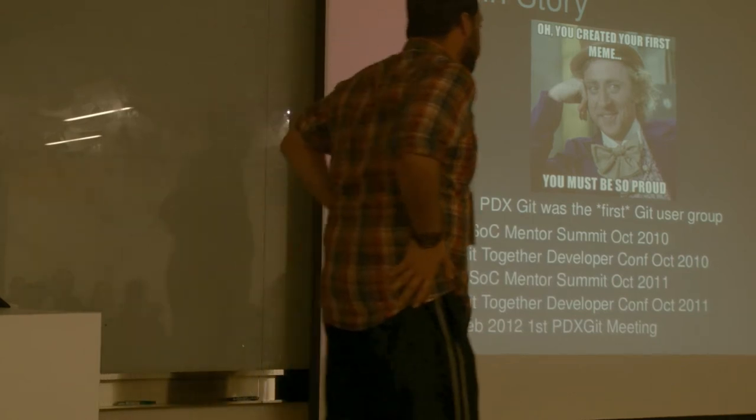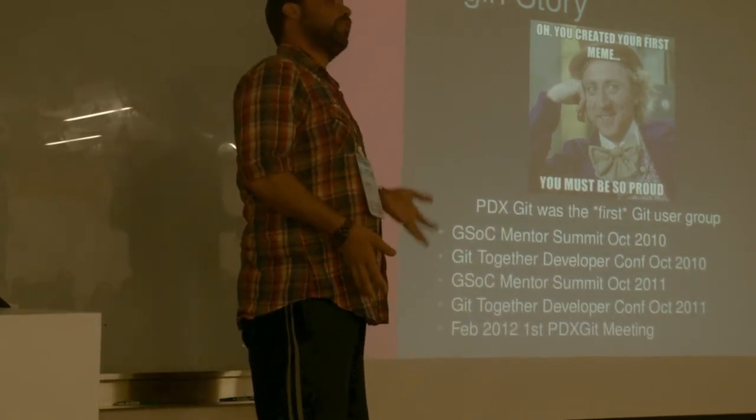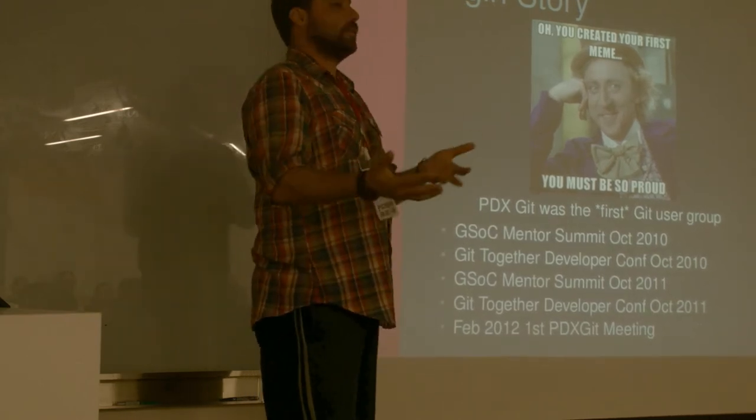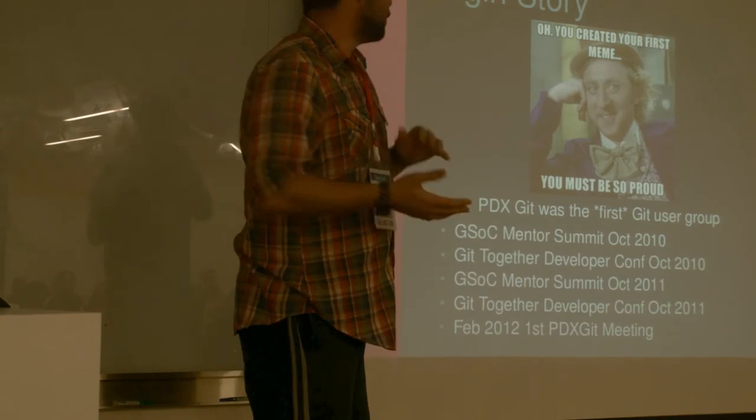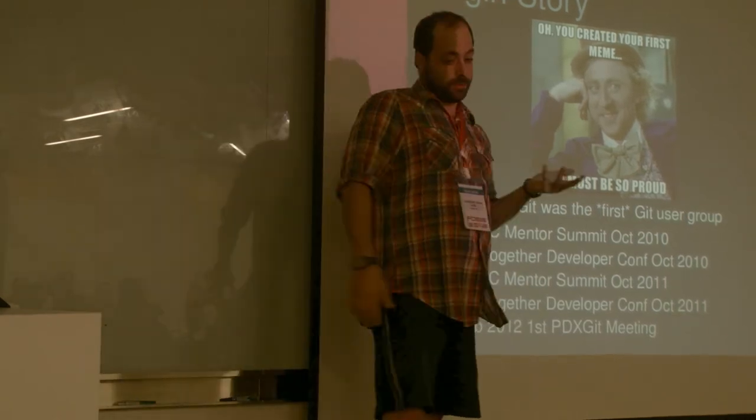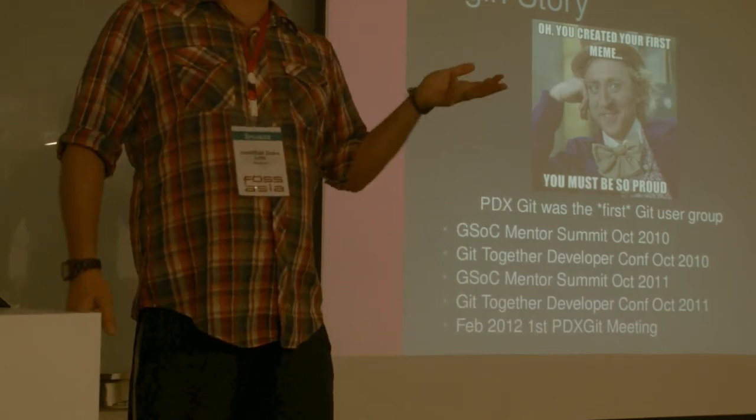So my origin story is I started PDX Git. PDX is the airport code for Portland, Oregon. So that's like our nickname for our city. Some people didn't know that. So Portland, Oregon is where I live, and I started the first Git user group because I saw that my town didn't have a Git user group, so I solved that problem.